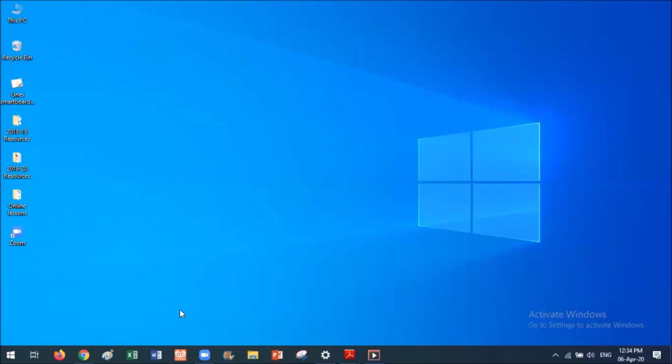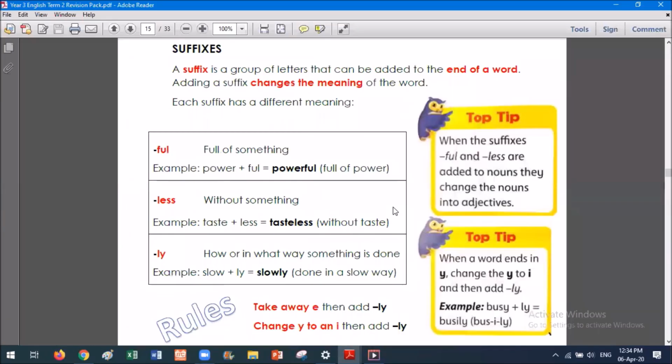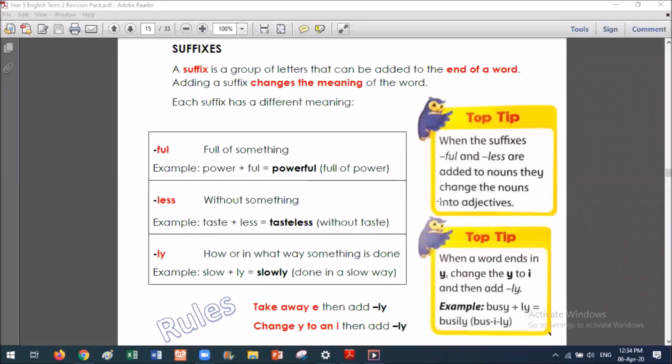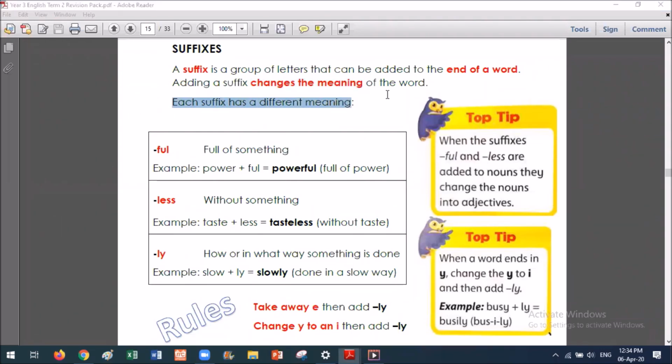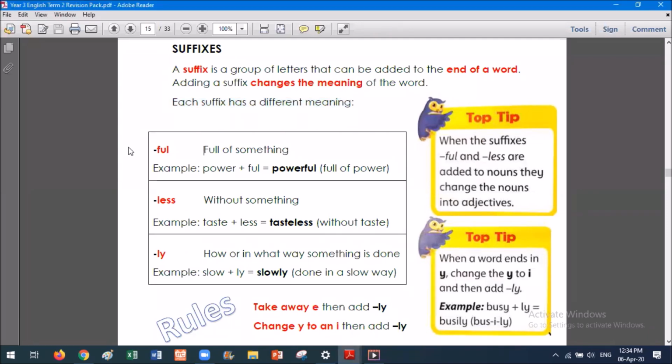Thank you. A suffix is a group of letters that can be added to the end of a word to change the root word. So it changes the meaning of the words. And each suffix has a different meaning as well. So we want to make sure that we're choosing a suffix for the correct meaning. For example, full, which means full of something. For example, we have powerful, which means full of power.